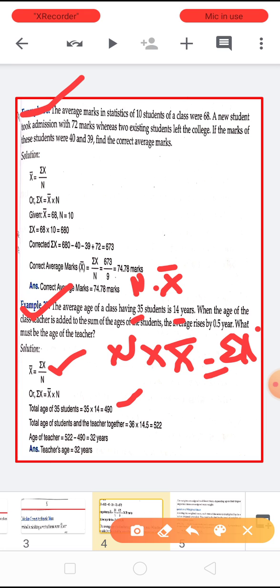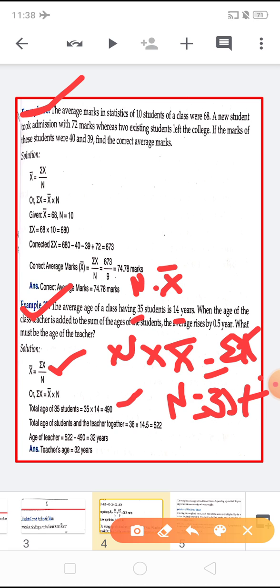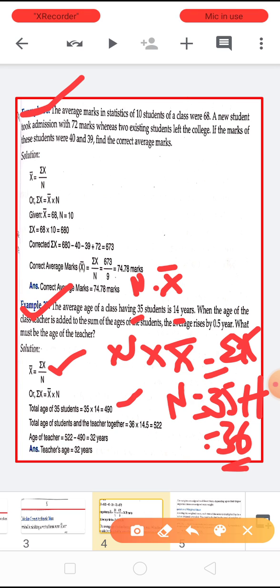So once we get the value of sigma x, we are again going to solve it further. When the age of the class teacher is added to the ages of the students, the average rises by 0.5. So this time the number of items is 35 students we already have, and one teacher is included, that is 36.